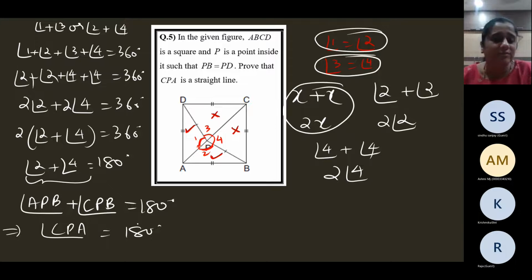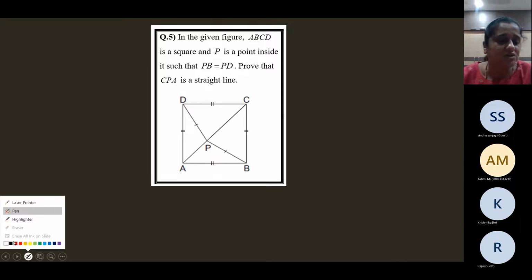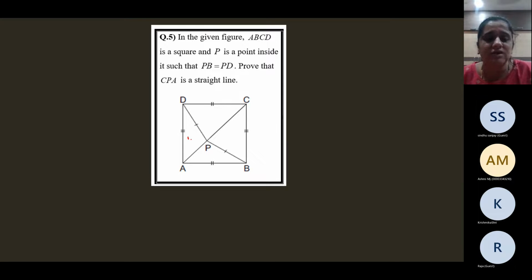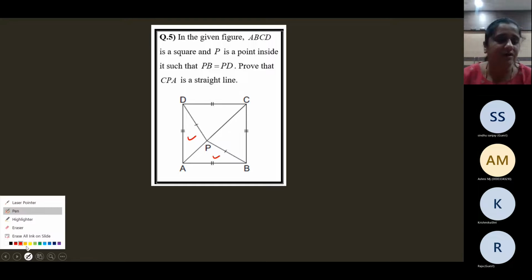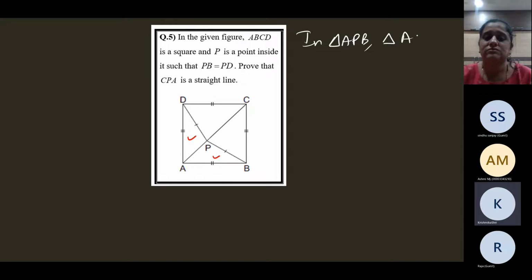Now, Krishmika, you're going to tell me how to prove that these two triangles are congruent to each other. These two triangles. Yeah, quickly. Yes, ma'am. In triangle APB and triangle APD, okay.